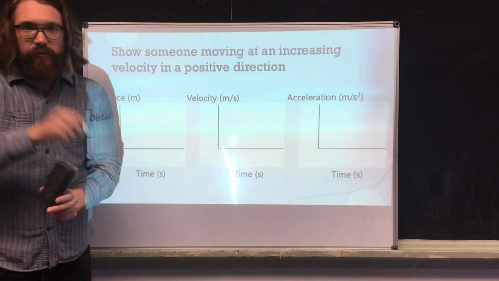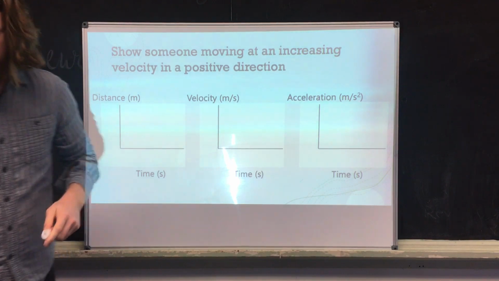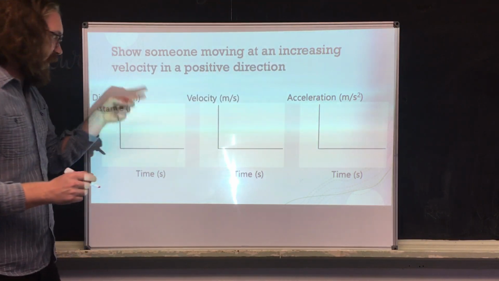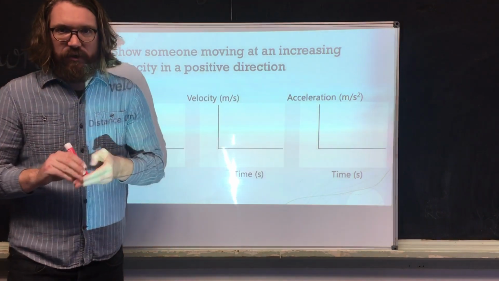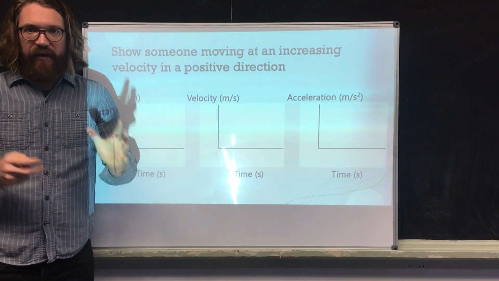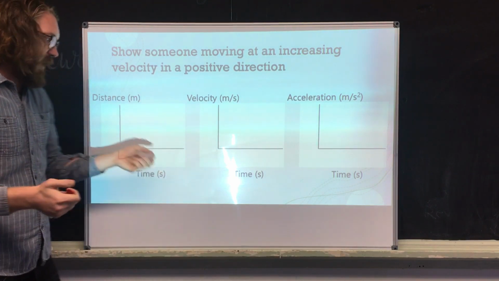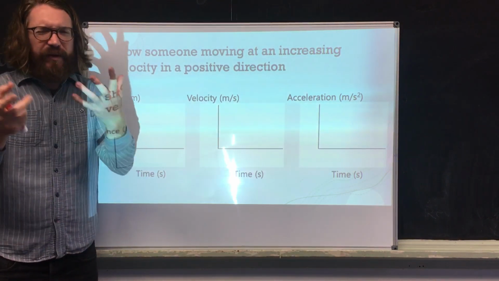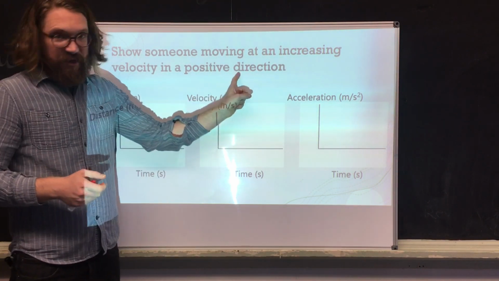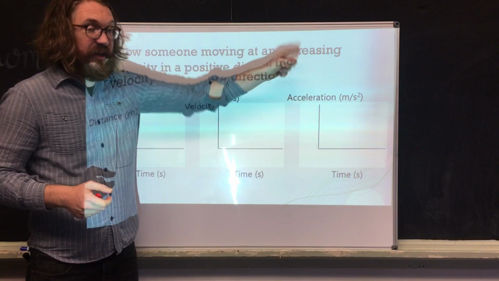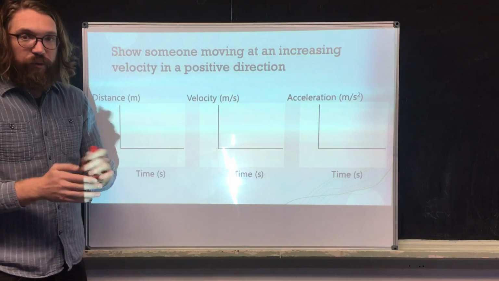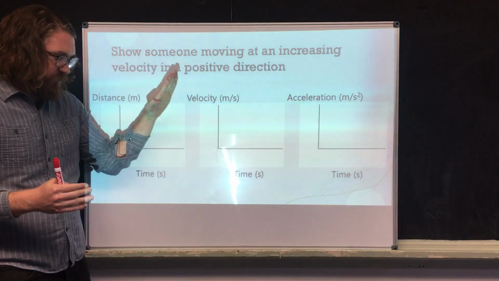All right, let's look at the next one. We're gonna go to a medium dog problem, okay? Show someone moving at an increasing velocity in a positive direction. All right, okay. So now from here on out, we're gonna have two things to look at on our distance graph, which we've been looking at, I just haven't pointed them out. We care about which direction we're going and if it's increasing or decreasing, okay? So before, when we had a constant velocity, our lines were straight, okay?